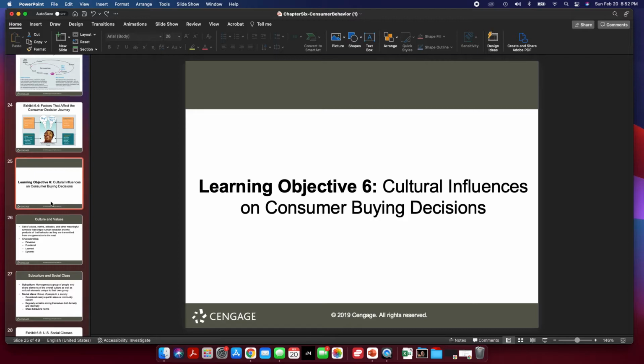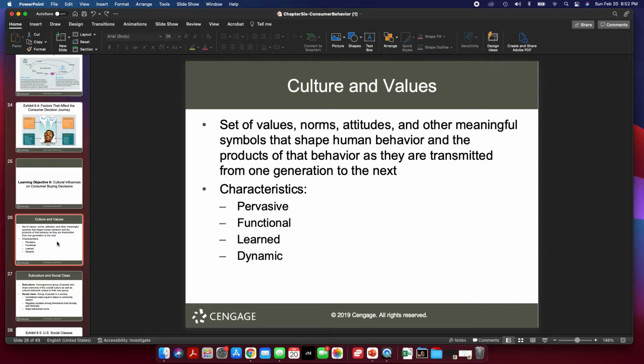Some cultural influences on consumer buying decisions. So let's dive into this a little bit. Cultures and values. These are your sets of values, norms, attitudes, and other meaningful symbols that shape human behavior and the products of behavior as they are transmitted from one generation to the next. So think about your characteristics. Persuasive, functional, learned, dynamic. Think about your characteristics as an individual. These are learned and passed down to you from your family and your social class.